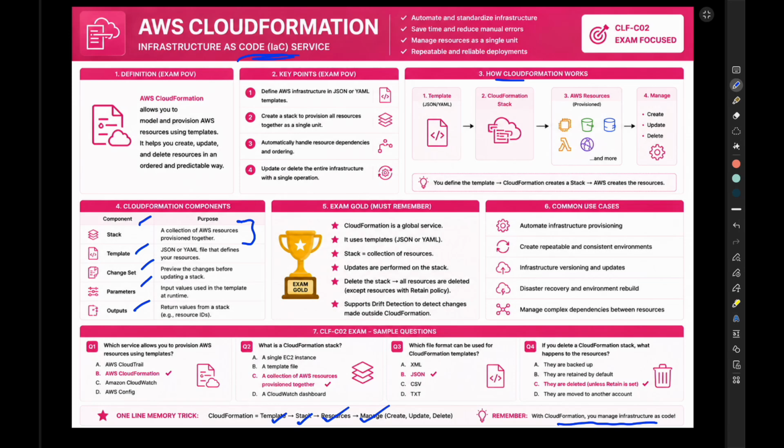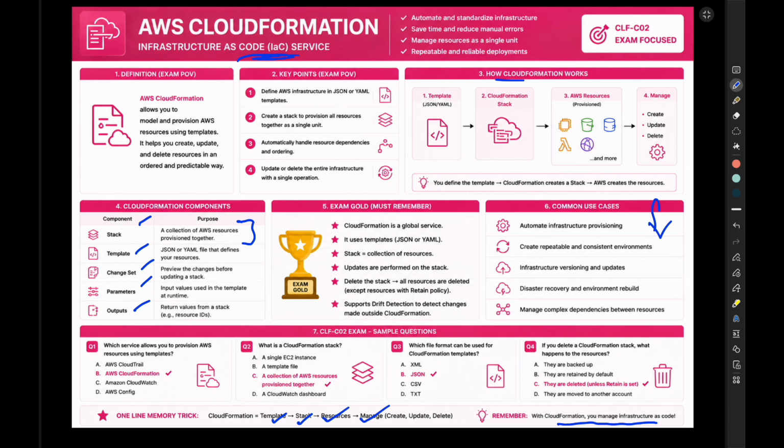Common use cases. Why is CloudFormation used? Infrastructure automation. Yes, it can automate infrastructure provisioning when the user needs many resources of different types. Repeatable deployment. Environment recreation, maybe DR, that is disaster recovery, development and testing environments.